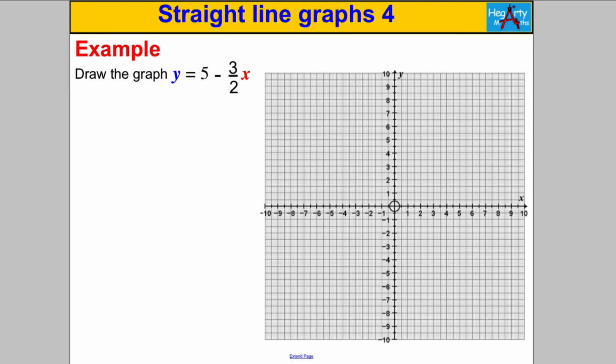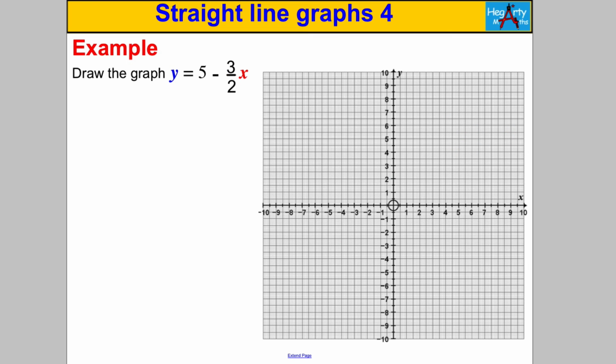Next question. Pause the video, have a go. Well, let's write it in the form y equals mx plus c, so negative 3 over 2x, add 5. So if m is going to be negative 3 over 2 and c is going to be 5, the y-intercept must be 0, 5. And negative 3 over 2, well, that's telling us that as we're going 2 to the right, we're going 3, because it's negative, down. And that's going to be the key here.